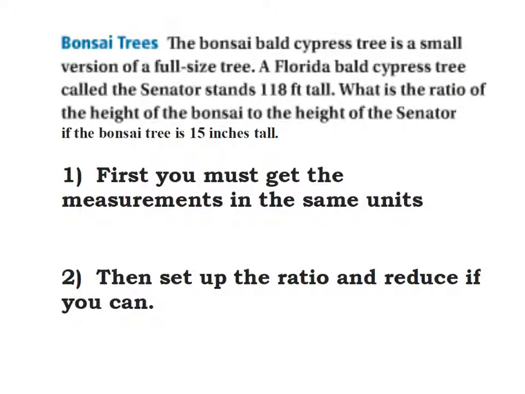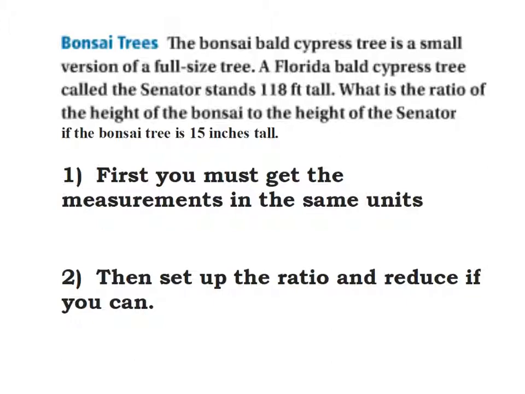All right, so here's an example of what I mean by it. You're going to set up some sort of a ratio. It says the bonsai bald cypress tree is a small version of a full-size tree. A Florida bald cypress tree called the senator stands 118 feet tall. What would be the ratio of the height of your little miniature bonsai to the height of the senator tree if the bonsai tree is 15 inches tall?